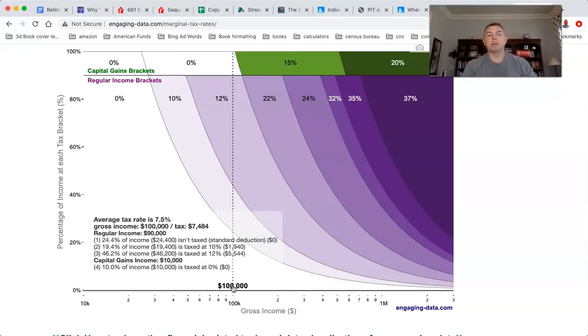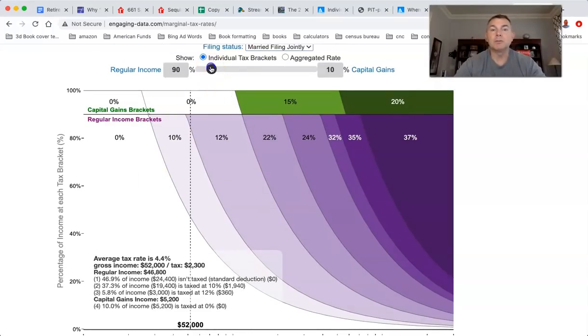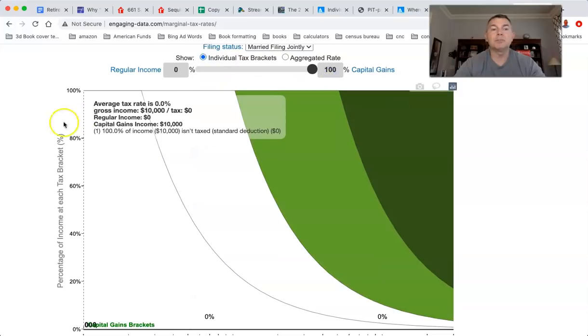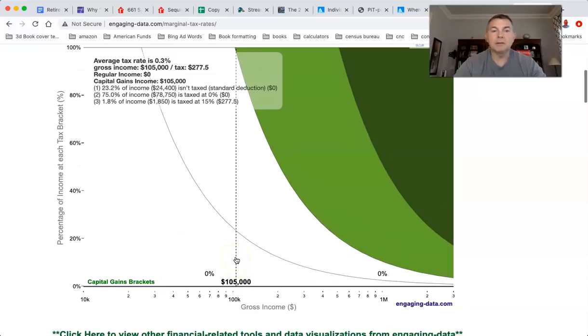So a lot of people think, I can make $1 million in capital gains and it won't be subject to income tax. Yes, it will. Because they're saying, look, I have no income tax, I'm not in the 12% tax bracket if all my income is in capital gains. That's not true. Let's say now 100% of our income is in capital gains. If we have $100,000 married filing jointly, you can see we have $277 in taxes. Not a big deal. But watch what will happen.